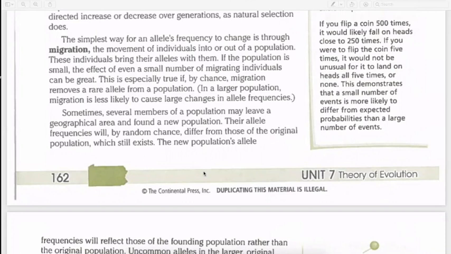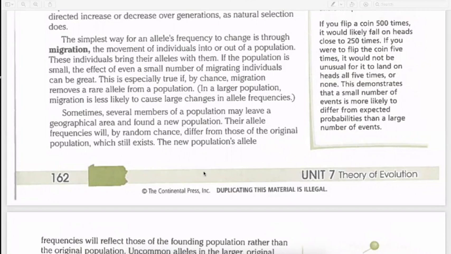Meaning, let me reread this real quick. Yeah, so if a small group of animals goes someplace else, they're going to bring their genetics with them. So they enter a new population, they're going to introduce new genes to that population. This is especially true if, by chance, migration removes a rare allele from a population. So that means when the animals migrate to a new population, they left the old one. The old population has lost that DNA.